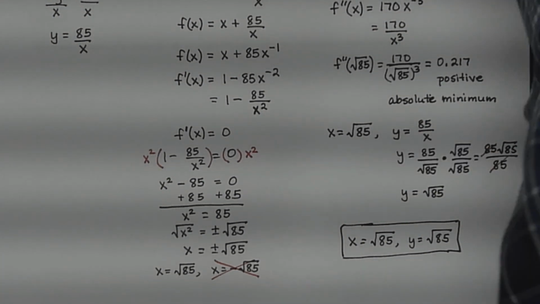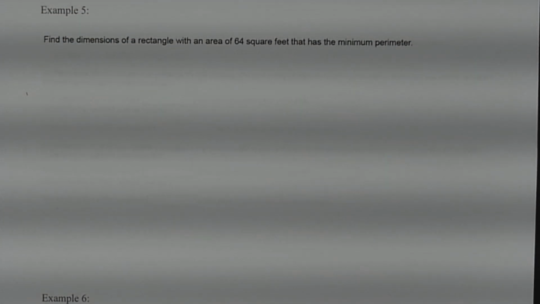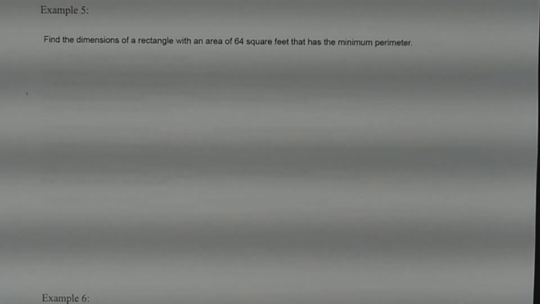Right. Here's another example. Let's just try to do as many of these optimization problems here. In this example, we're going to find the dimensions of a rectangle with an area of 64 square feet that has a minimum perimeter.